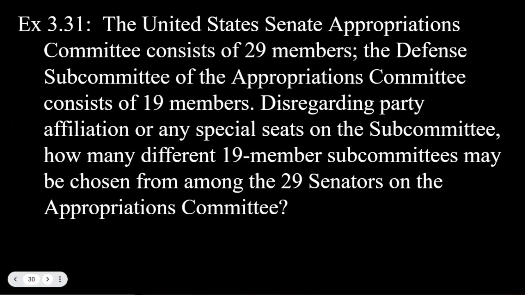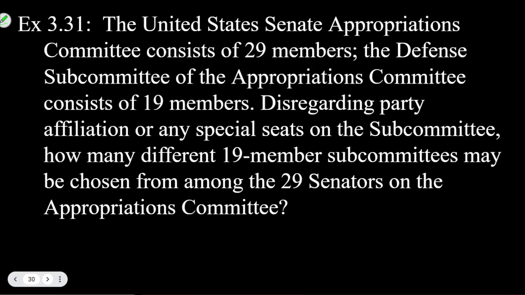Example 331, the United States Senate Appropriations Committee consists of 29 members. The Defense Subcommittee of the Appropriations Committee consists of 19 members. Disregarding party affiliation or any special seats on the subcommittee, how many different 19-member committees may be chosen from among the 29 senators on the Appropriations Committee?